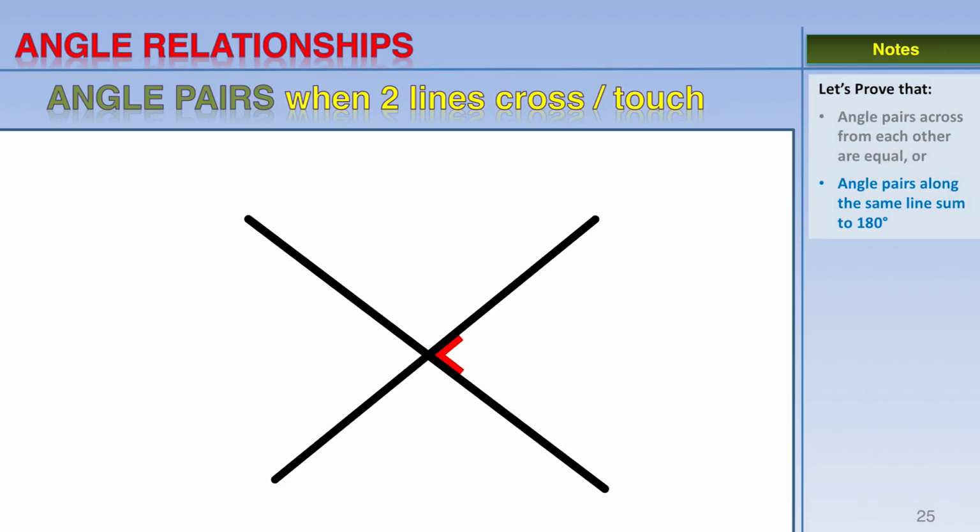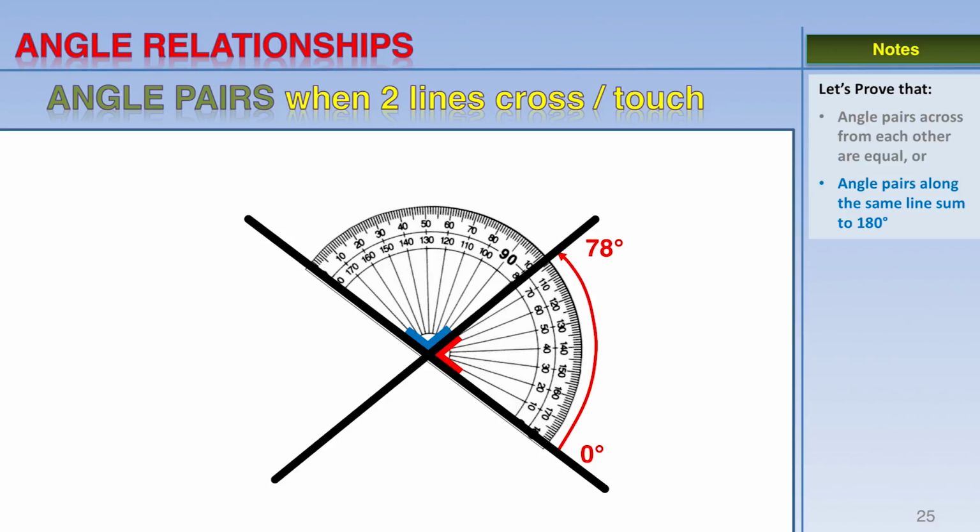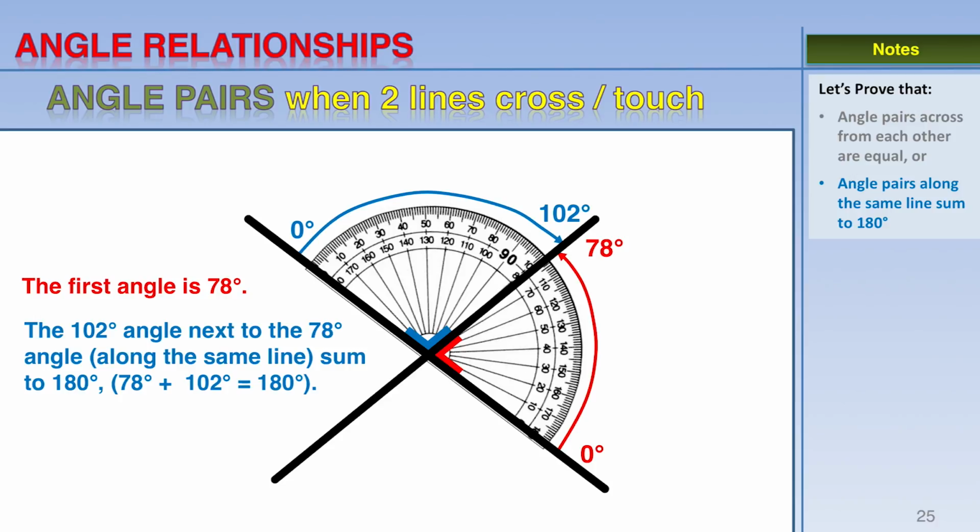Now let's prove that angle pairs along the same line sum to 180 degrees. Previously we had the angle on the right, the red, and we did the measure and showed that it's 78 degrees. If we measure the angle indicated in blue, we see that the measure is 102 degrees. So the sum of those angles, 78 plus 102, equals 180 degrees, or a straight line.